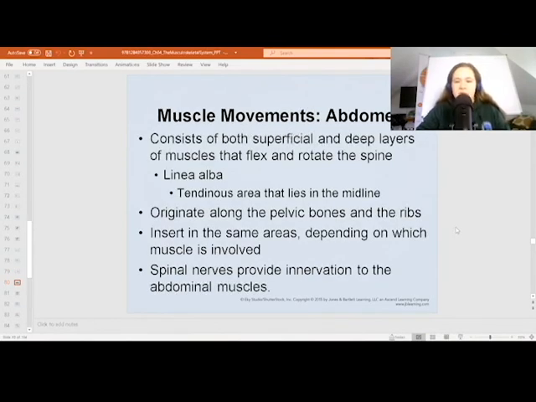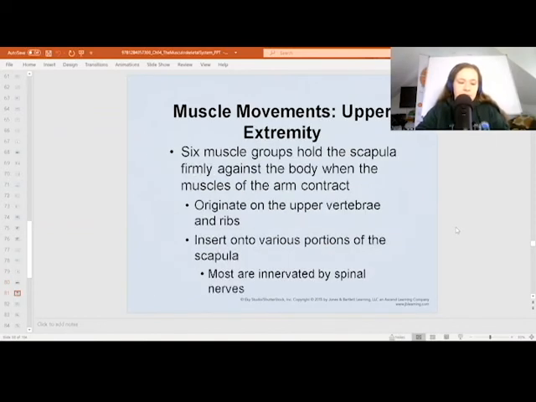The abdomen consists of both superficial and deep layers of muscles that flex and rotate the spine. The linea alba, the tendinous area that lies in the midline. Muscles originate along the pelvic bones and the ribs and insert in the same areas depending on which muscle is involved. Spinal nerves provide innervation to abdominal muscles.